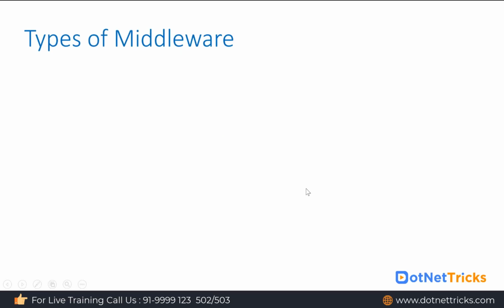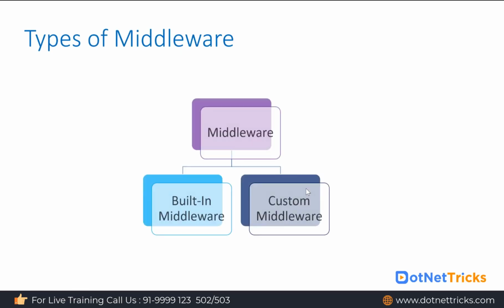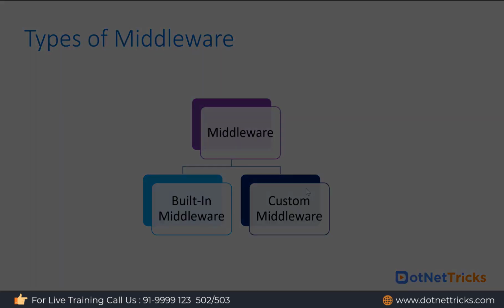So let's see what types of middleware we have. We have built-in middleware and we have custom middleware. ASP.NET Core comes with some built-in middleware which you can use for authentication, for exception handling, and for various other purposes. You can even create your own custom middleware as per your requirement. So this is about middleware in ASP.NET Core.